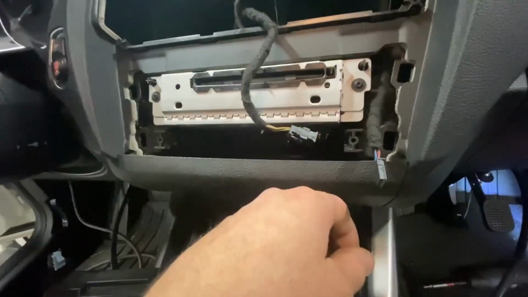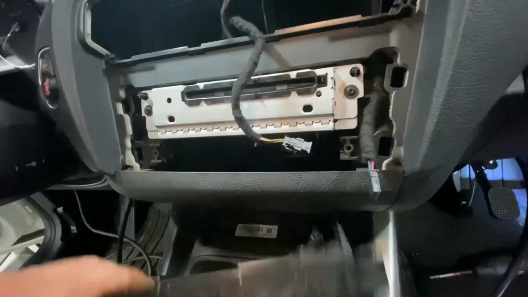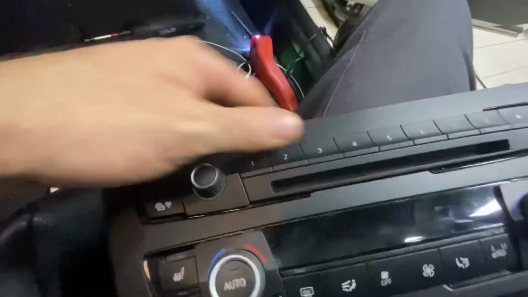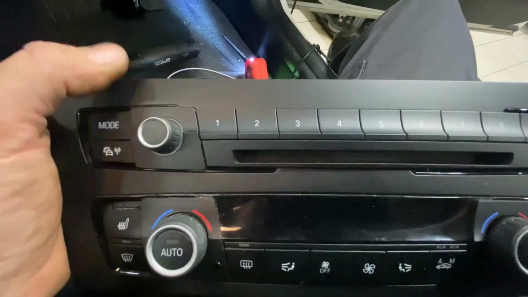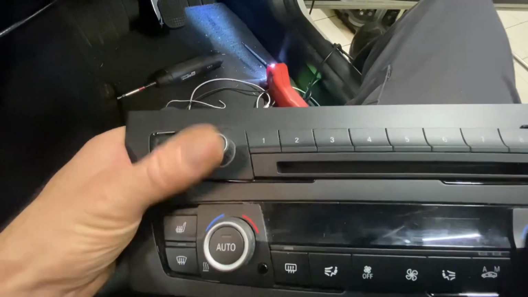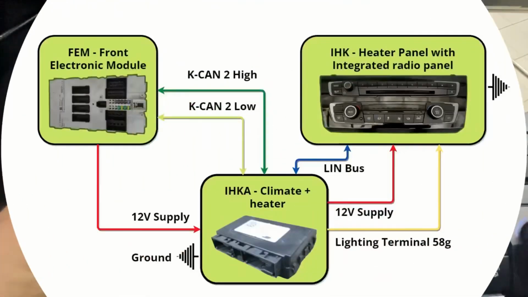So we've got a live, we've got a ground, but it won't wake up. Even the lighting for this unit, the lighting system, comes from the ICA panel, which is way up behind the glove box there. So it's more likely that that's the fault, even though this panel doesn't work.